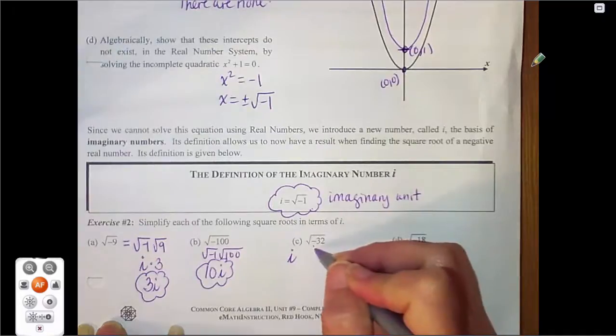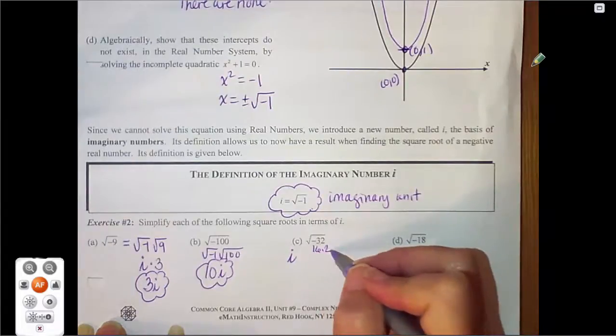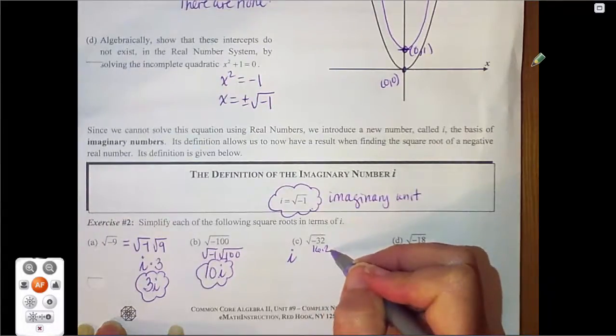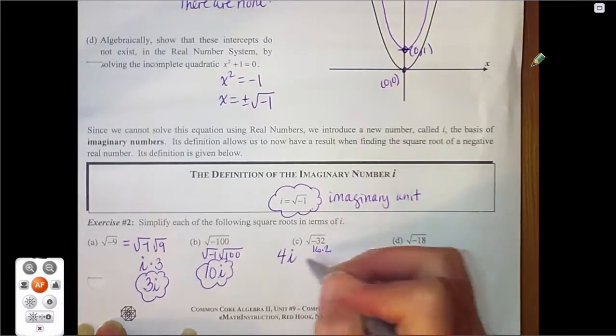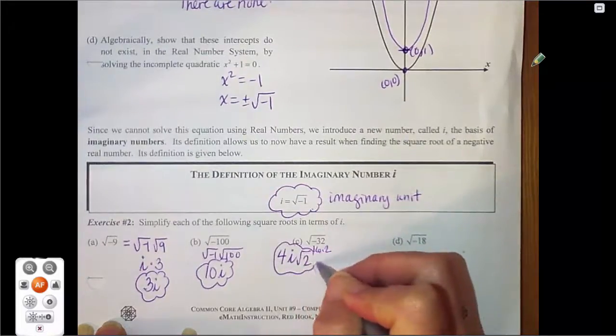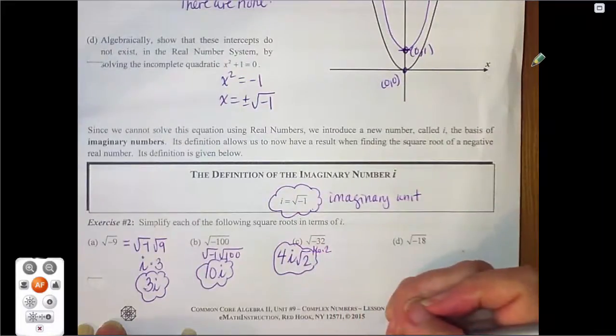Well, 32 is 16 times 2. The square root of 16 is 4. The square root of 2 is irrational, so that has to stay under the square root. So the square root of 16 comes out as 4, and the square root of 2 stays underneath. So when I clean up the square root of negative 32, it's 4i square root of 2.